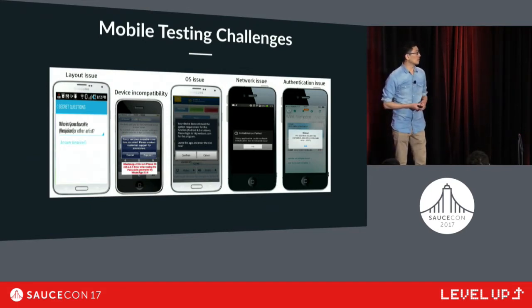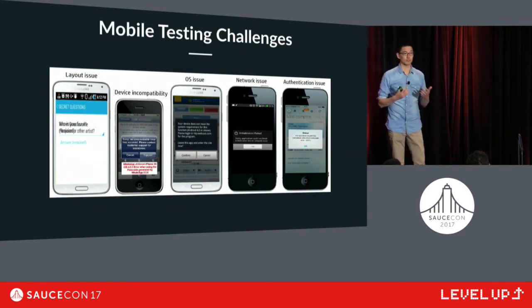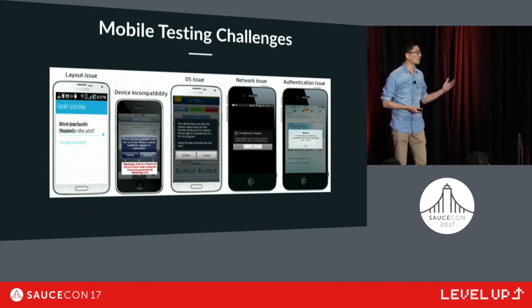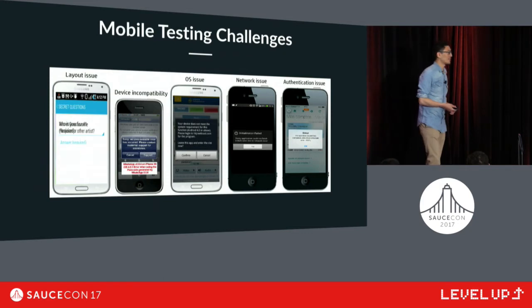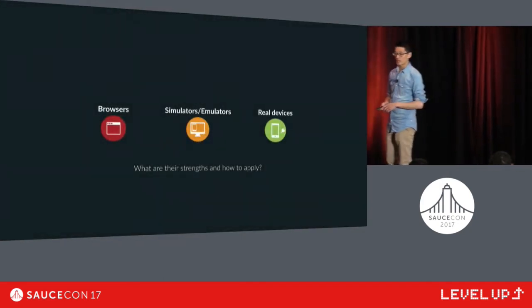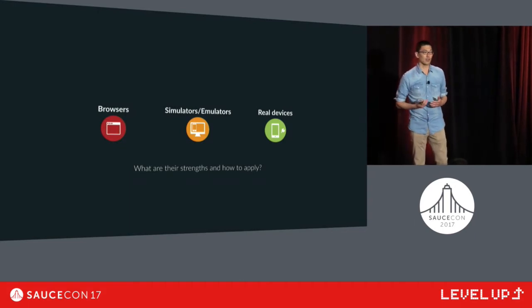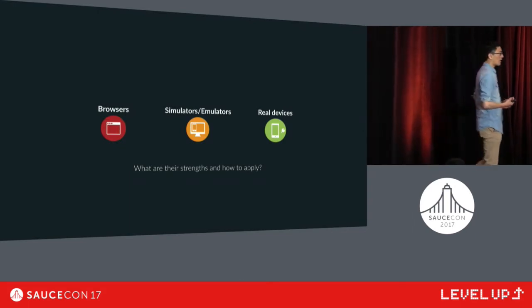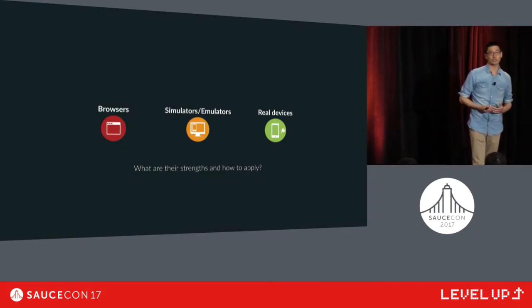So if you talk about mobile testing, you have other challenges compared to web UI testing. In the desktop browser, you only have this virtual stuff. On mobile, you have OS issues, network issues, authentication issues. So these are some examples. To gain that fast feedback, there are different things you could utilize in your mobile testing strategy.